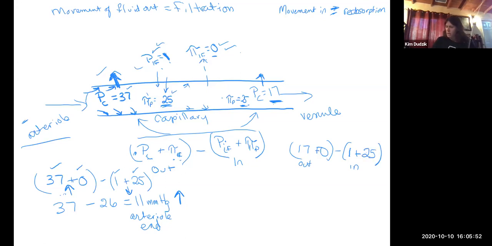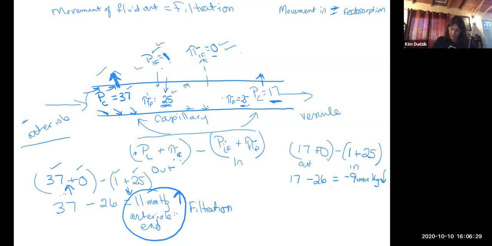But now look what we get. We get 17 minus 26. That's a minus 9 millimeters of mercury. So that wants to move in. So this is why, by the numbers, the higher pressure of all of these pressures, when you add them all together, still creates a net pressure to want to move out on the arterial end: filtration.